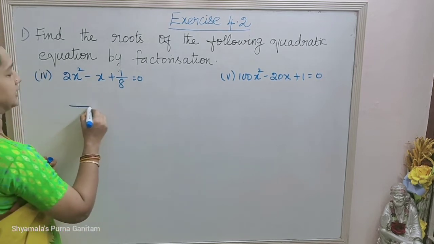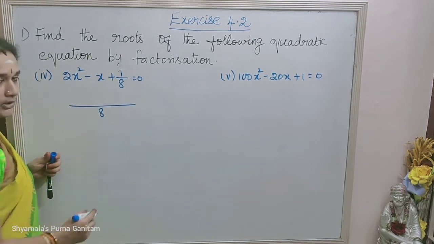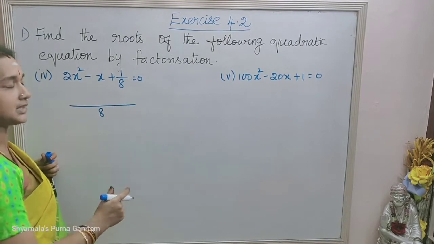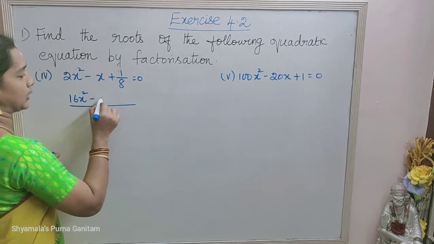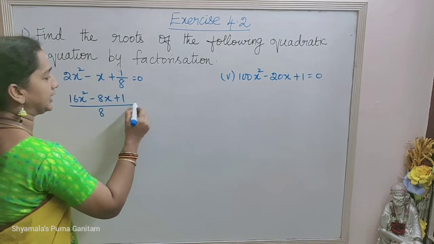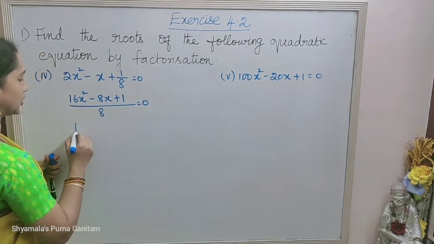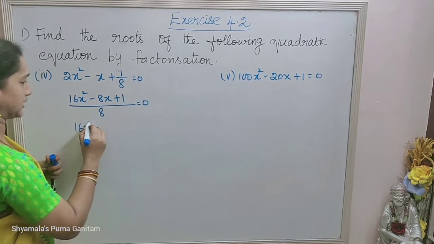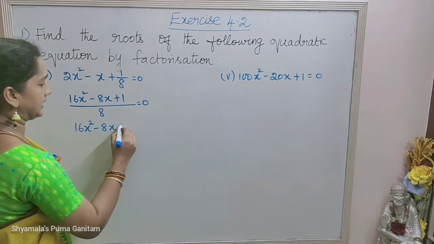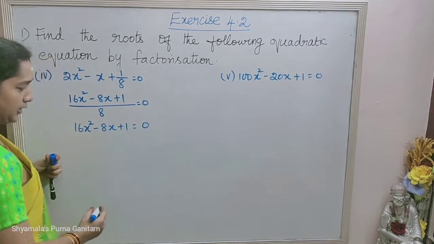So for this, we will take the LCM. The LCM for these three terms is 8. So when you find the LCM, you will get 16x squared minus 8x plus 1 is equal to 0. When you cross multiply, the right side will become 0. So 16x squared minus 8x plus 1 is equal to 0.